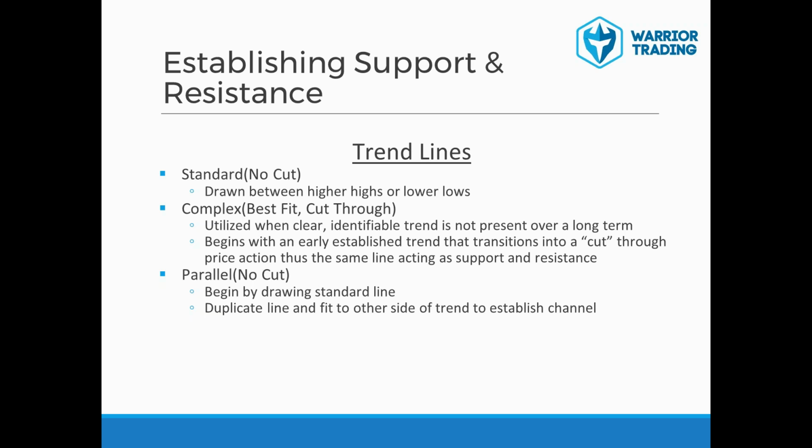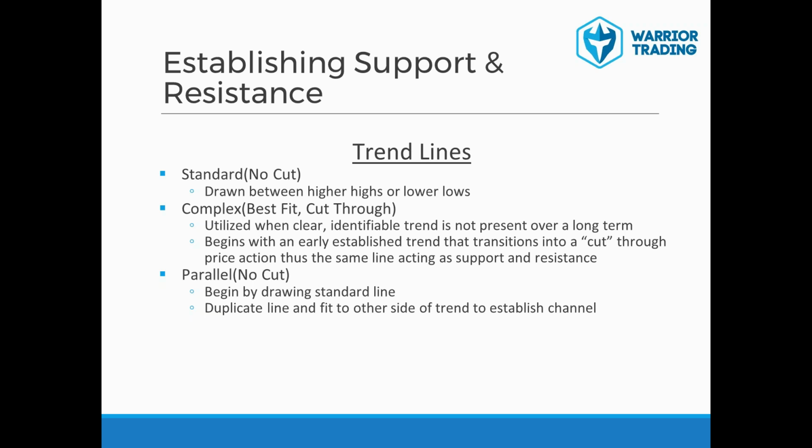Now, a complex trend line is what we call a best fit or cut through. Now, complex trend lines will cut through price action, but they're best utilized when a clear, identifiable trend is not present over a long term. It begins with an early established trend that transitions into a cut through price action, thus the same line acting as support and resistance. So what a complex line is where, for example, you'll start with ascending support.